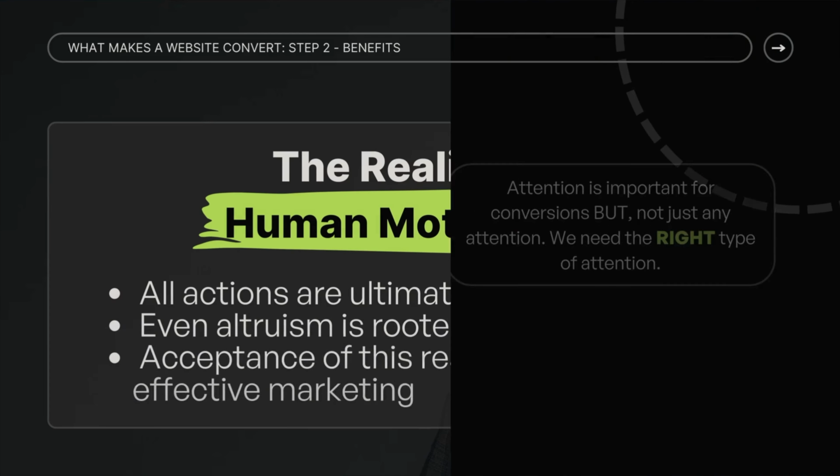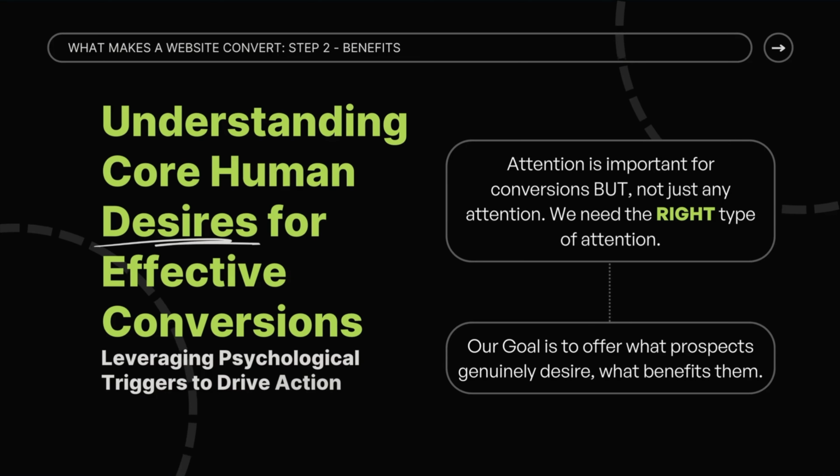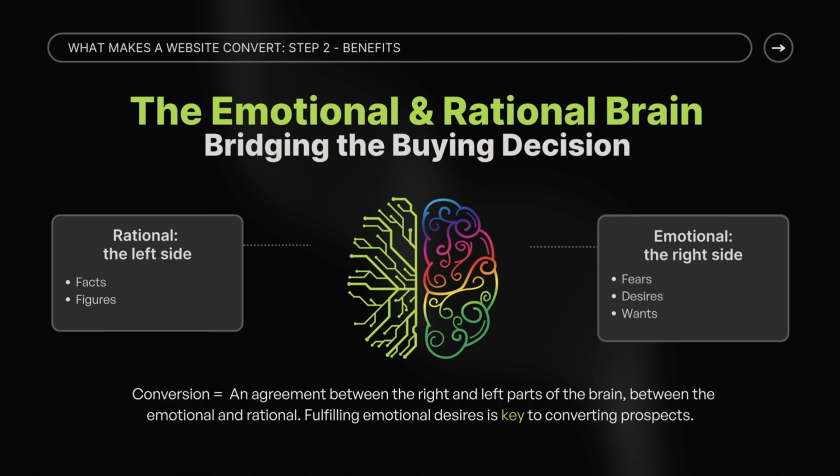To be a successful conversions engineer or salesperson, you must understand the human condition and the core human desires that come with it. Attention is important, but we need to get the correct type of attention, one that is rooted in self-interest. So, in this section, I'll teach you how you can leverage a few psychological triggers to drive action.